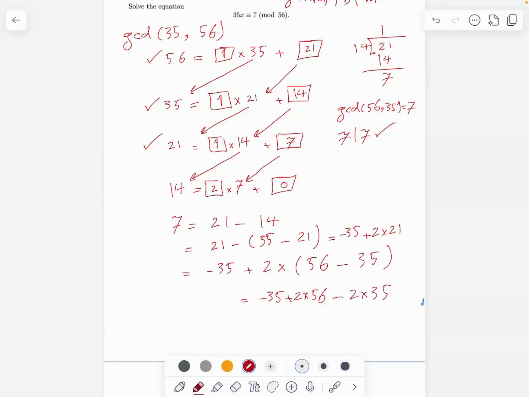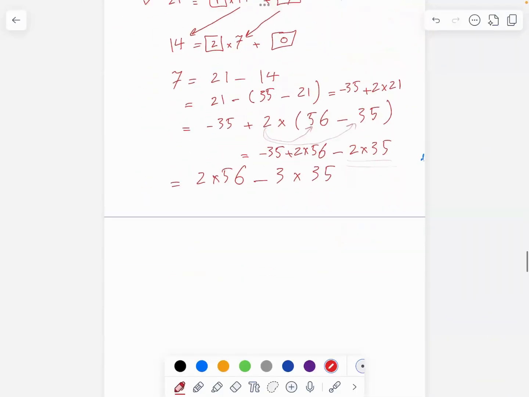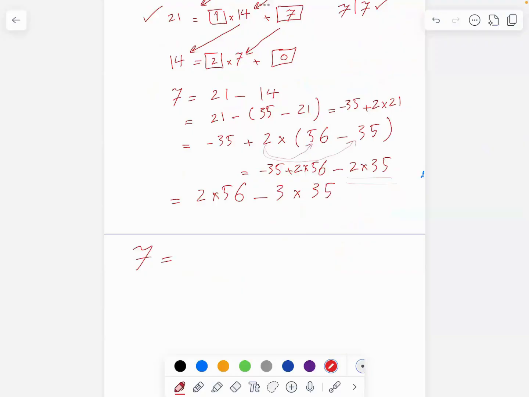What I did is just nothing mathematical here. 2 times minus 35 means this one. So let's rewrite; again, I prefer to write the bigger number first. 2 times 56 minus 2 times 35 and minus 35. Altogether it is minus 3 times 35. So the conclusion is 2 times 56 minus 3 times 35.